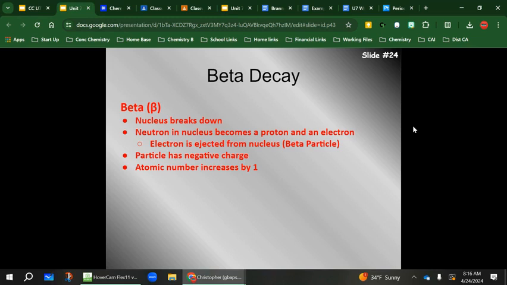Why does the mass number not change? You lost a neutron. What should the mass number do if you lose a neutron, Alex? Go down. How much? 1. You have 1 less neutron. It should go down by 1, correct? Well, what did you create? What happened to that neutron? What did it become?